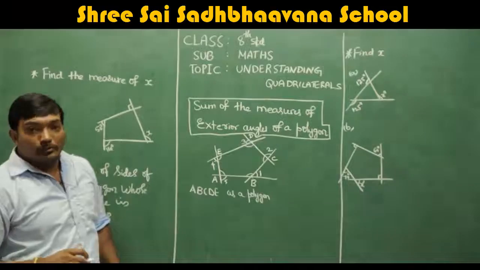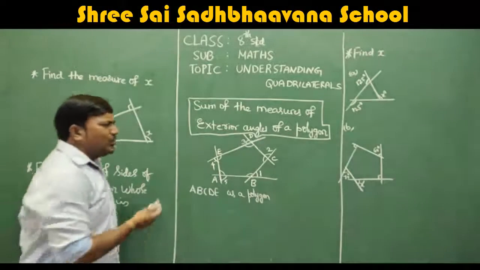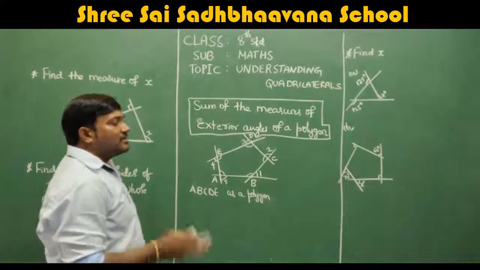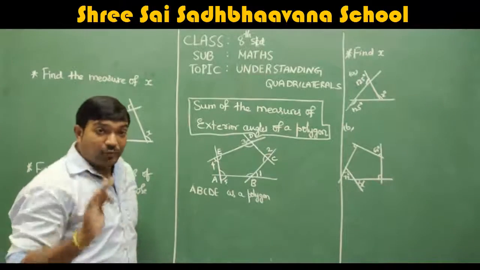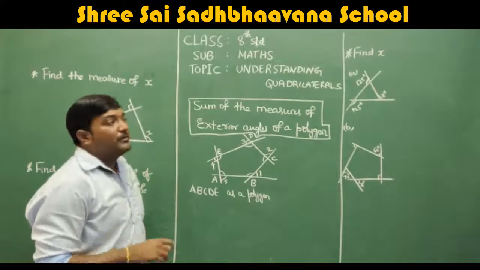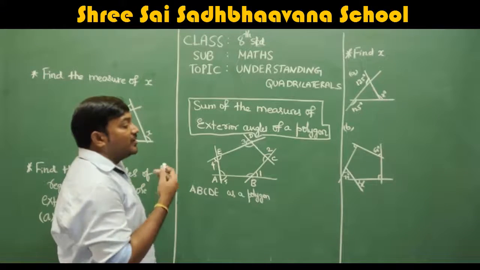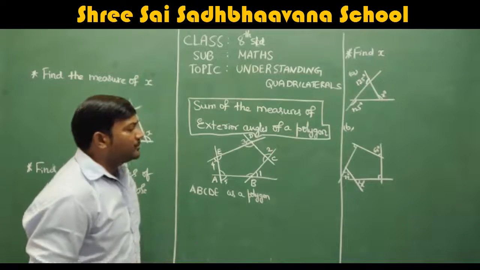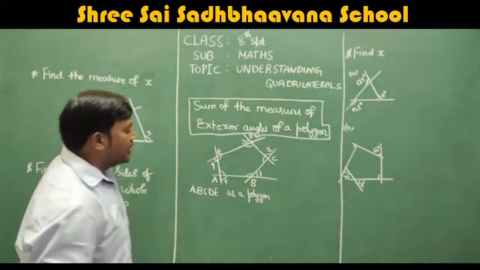That is what we are going to prove. This proof is not much required. You should remember that the sum of the measures of all the exterior angles of a polygon is 360. That is all you have to remember. The proof is only to make you understand. You may not get this proof in the exam. Only for understanding purposes, we are explaining it here.